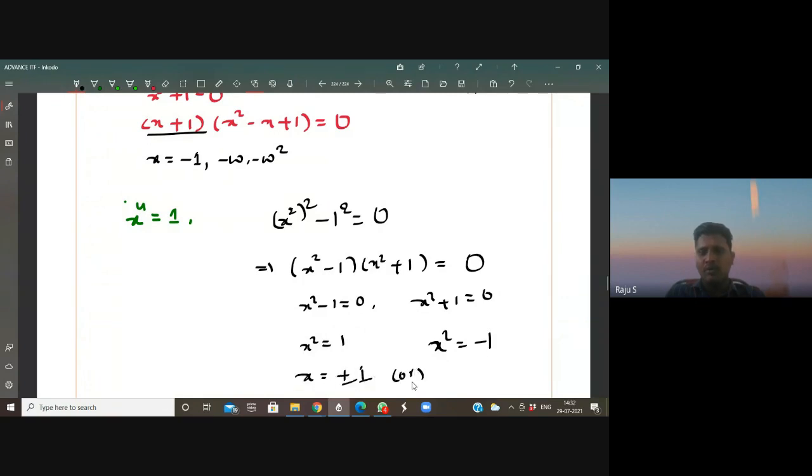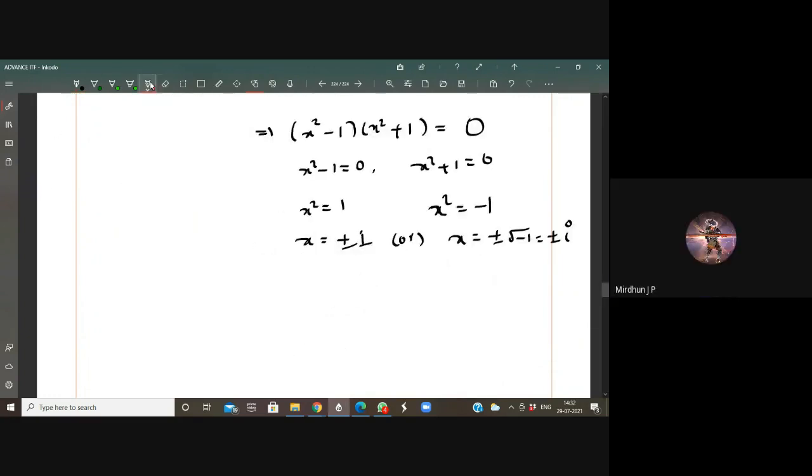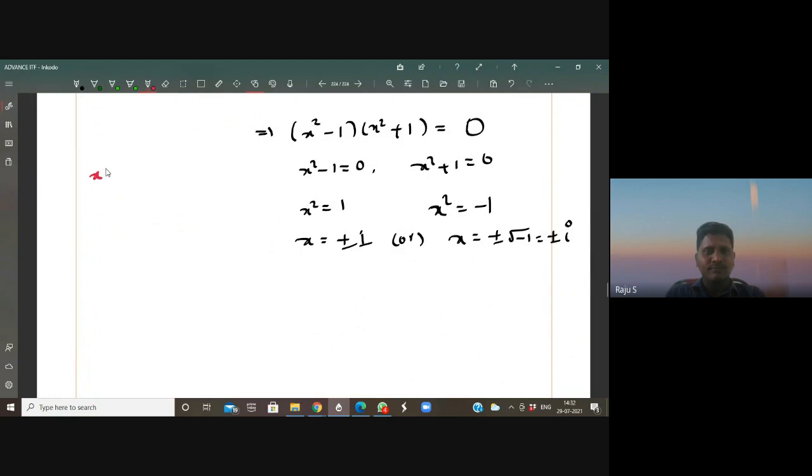Or x is equal to plus or minus root over minus 1, which means iota. So the four roots are plus 1, minus 1, plus iota, minus iota. For the equation x power 4 is equal to 1, the roots are iota, iota square, iota cube and iota power 4. That's all.